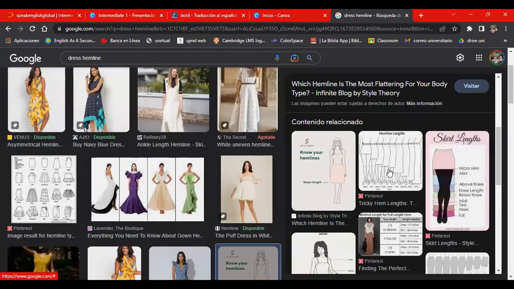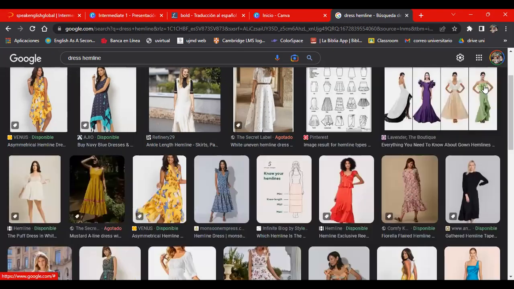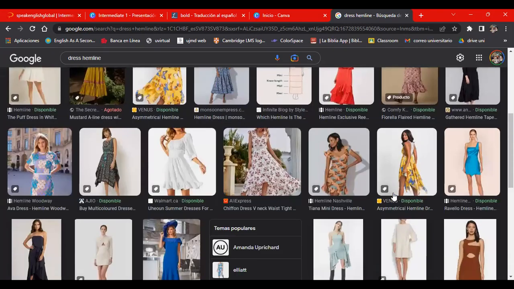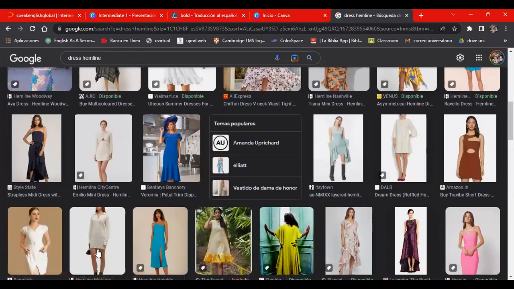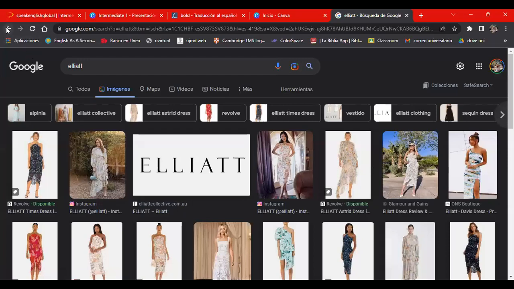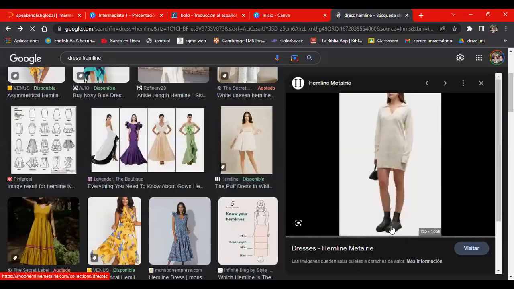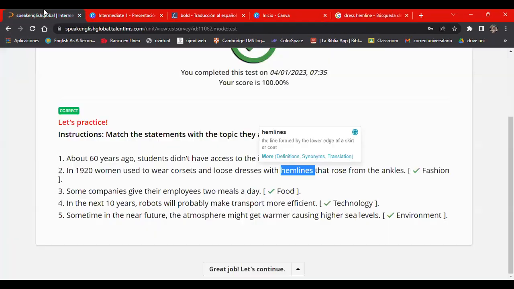It's a long... Sorry? It's a long... el ruedo. Exactly, ruedo. Okay. Depending on the length of the dress, lo largo del vestido, then that is going to have different hemlines, right? For example, this picture, the hemline is over here. Okay? Perfect. Any other?